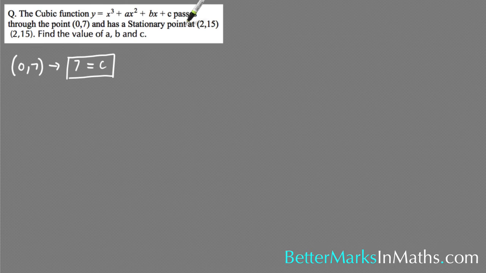And then the other thing that you're told is that it's got a stationary point at (2, 15). So there's two bits of information here. First of all, the point (2, 15) belongs to that curve, and also when x is 2, the gradient is 0, and you can get two equations from those two pieces of information.